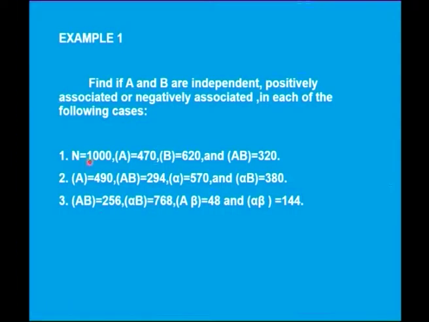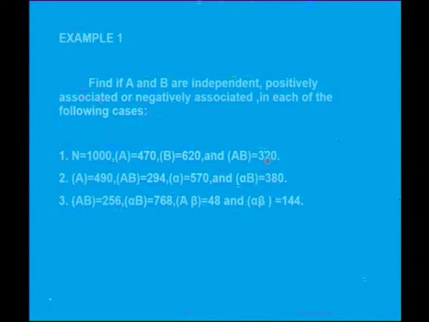So, here N is given to be equal to 1000, A is 470, B is given to be equal to 620 and AB is equal to 320. So, all the values are directly given. We will use the formula for delta and check whether it is equal to 0 or greater than 0 or less than 0, and accordingly we will write the conclusion about A and B.